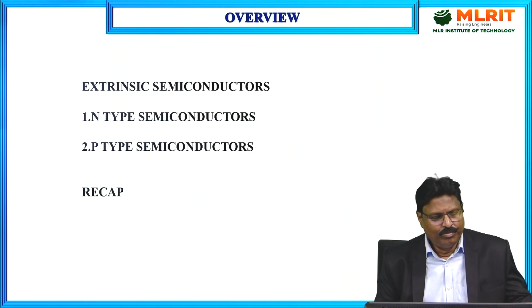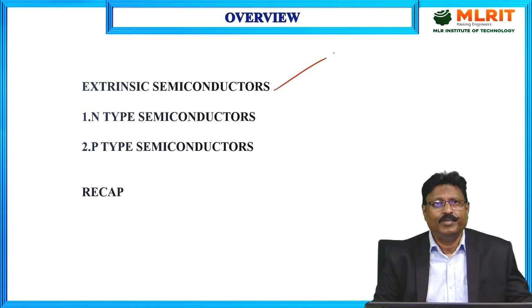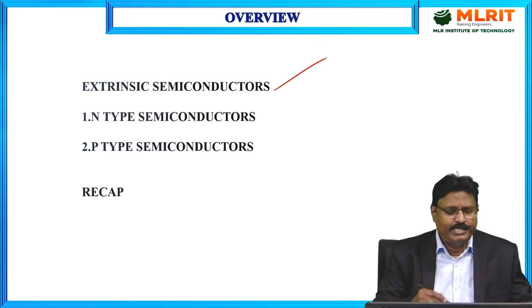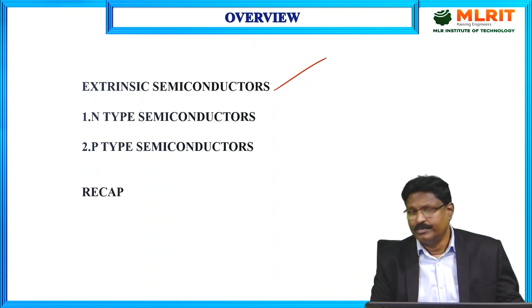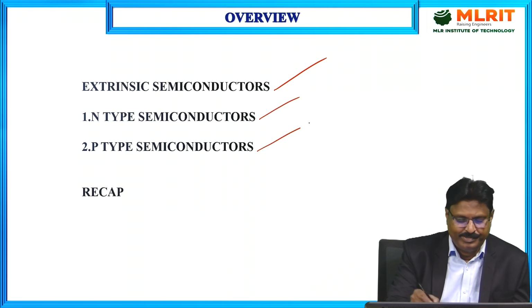And the overview goes on like this. First, I will be discussing extrinsic semiconductors. In the extrinsic semiconductor, two types will be there. One is called the N-type semiconductor, and the second one is called the P-type semiconductor.